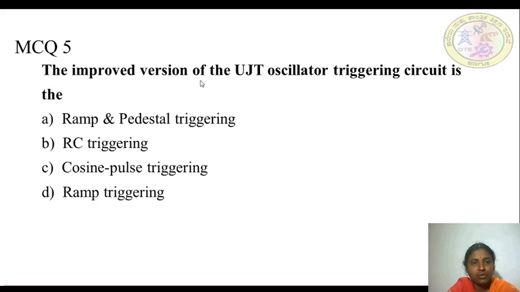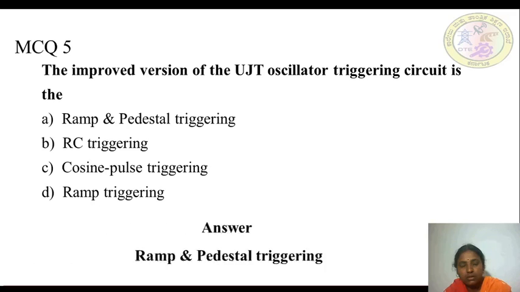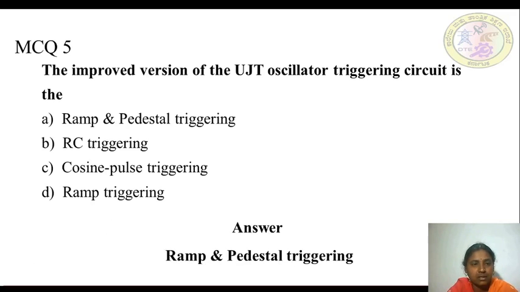Next, the improved version of the UJT oscillator triggering circuit: the options are ramp and pedestal triggering, RC triggering, cosine pulse triggering, and ramp triggering. What is the answer for this? You have to choose the UJT oscillator type of method. The answer is ramp and pedestal triggering, because it is the improved version of UJT oscillator triggering.